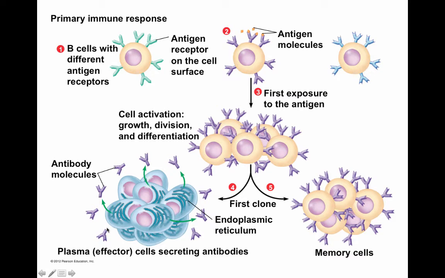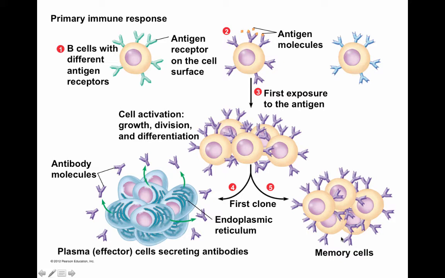So these plasma effector cells, they're going to secrete antibodies just for a period of time. Then their lifespan will be over. They'll die and be gone. But the memory cells can live on for years and years. Okay, and then they will be able to respond fast if the antigen is ever encountered a second time.